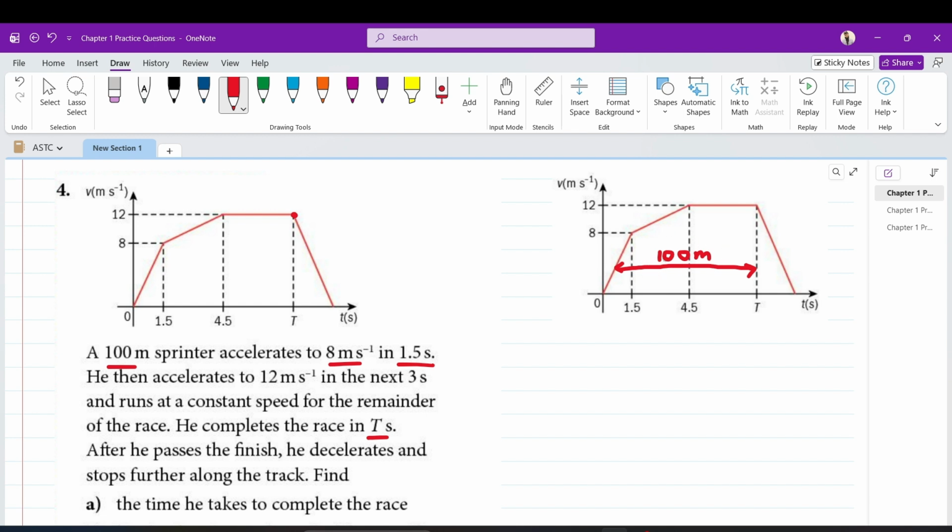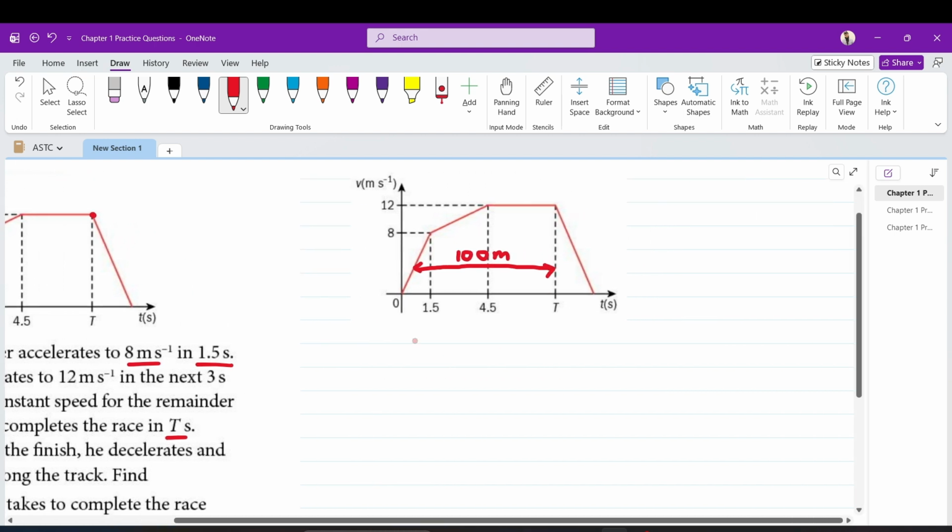And how do we know that this is the distance? Because we have studied in our velocity time graphs lecture that the area under the graph tells you the displacement. The area under the graph. Which graph are we talking about? The velocity time graph. That gives us the displacement, whereas the gradient of the velocity time graph gives you the acceleration.